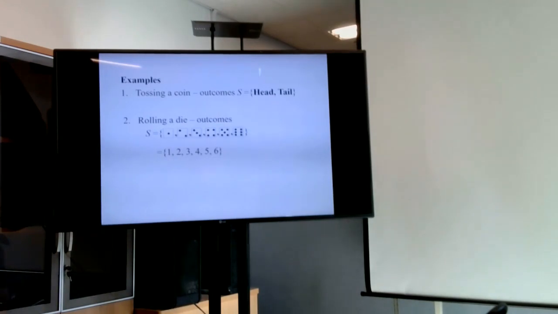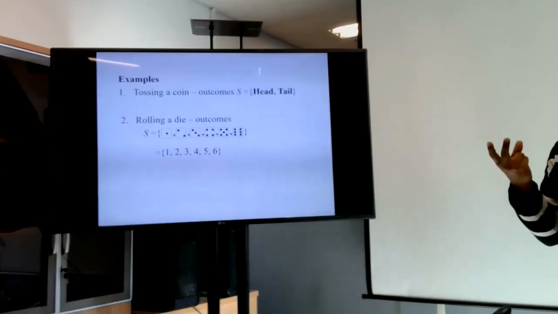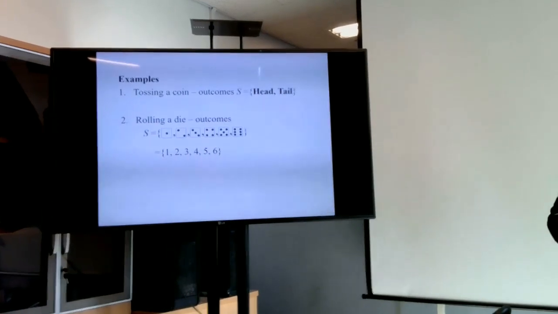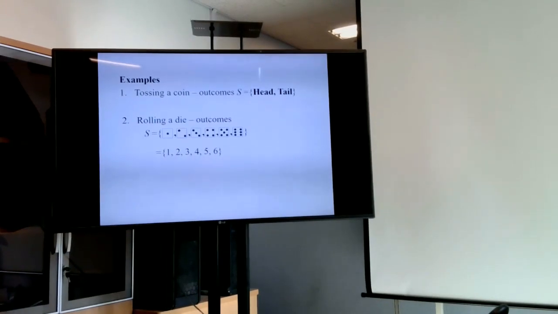For example, in tossing a coin, the sample space S has only two outcomes, head and tail, and rolling a die has 6 outcomes: 1, 2, 3, 4, 5, 6.